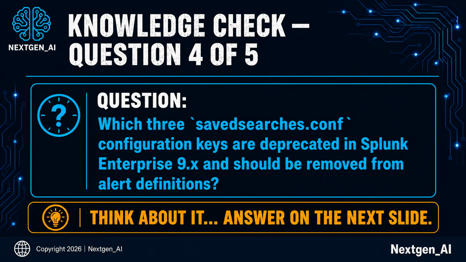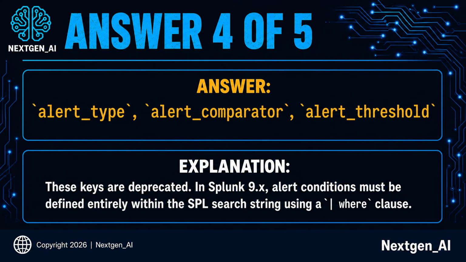Question 4 of 5. Which 3 savedsearches.conf configuration keys are deprecated in Splunk Enterprise 9.x and should be removed from alert definitions? Think about it. The 3 deprecated keys are alert_type, alert_comparator, and alert_threshold. In Splunk 9.x, alert conditions must be defined entirely within the SPL search string using a pipe where clause. Using the deprecated keys may produce unpredictable behavior in newer Splunk versions. Always define your alert threshold logic in the SPL itself.